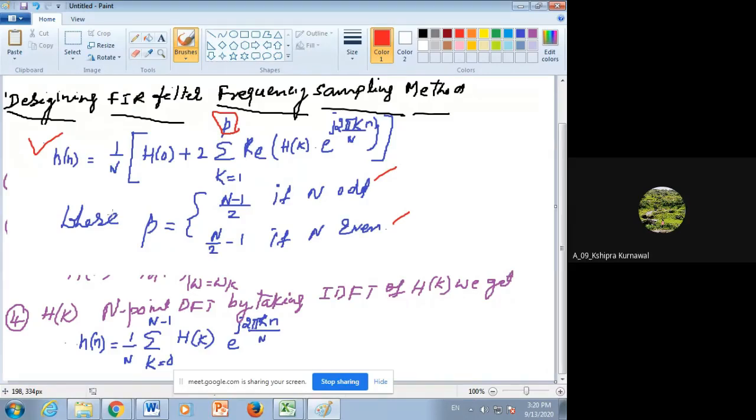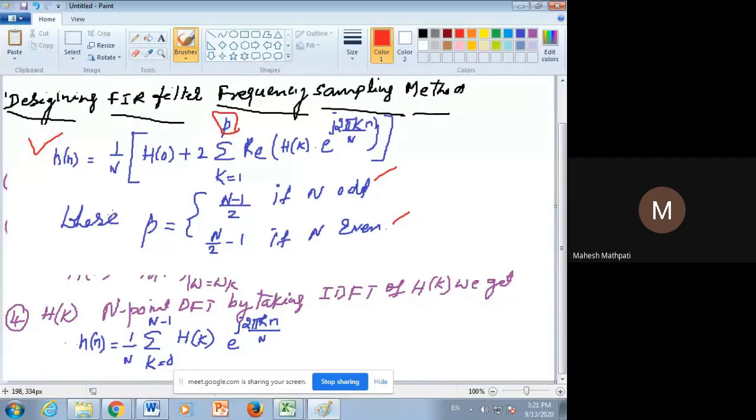No, that is the real part. Re, not ke. A real part it is. A real part of h of k e power j 2 pi k n by n. Please make that correction, everyone. Understood? So there we are, considering only the real part.